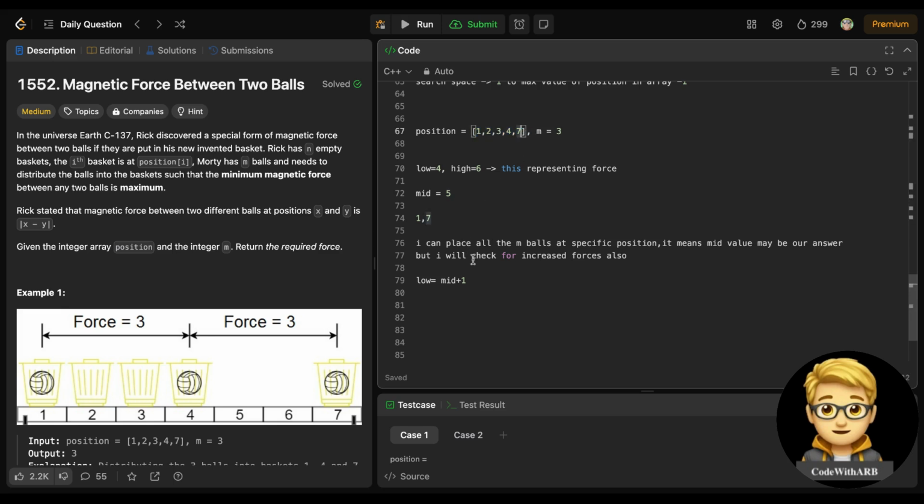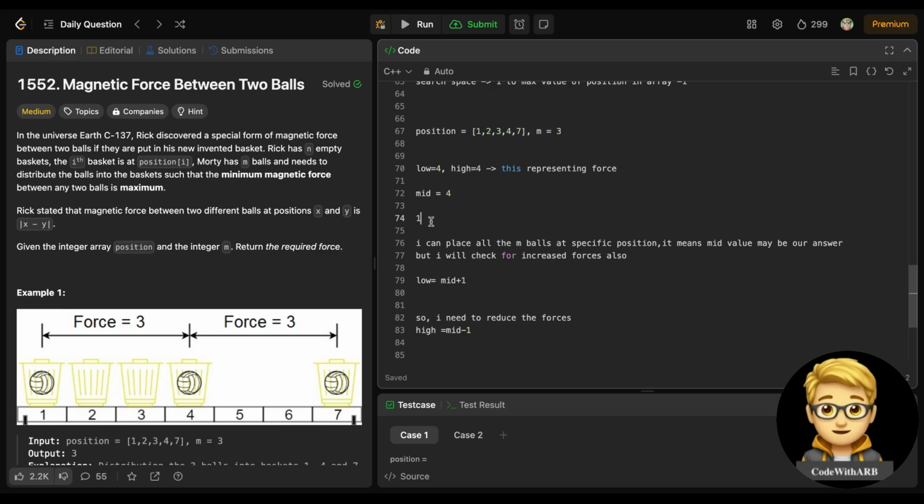So I need to reduce the forces, right? If I want to reduce the forces, what do we need to change? High needs to be changed. So high now becomes mid minus 1. High is mid minus 1, and mid is 5, so that would be 4. So low and high is 4 now, so mid would also be 4. Now we will check for 4.